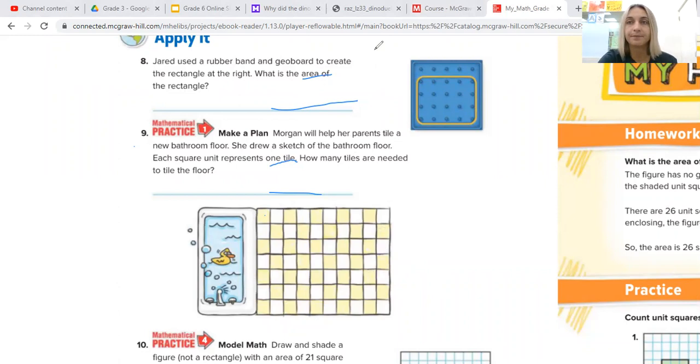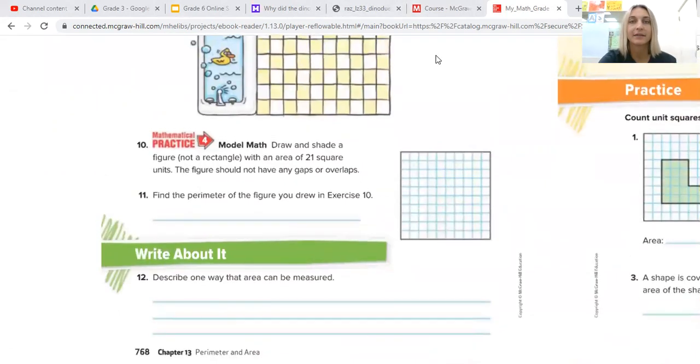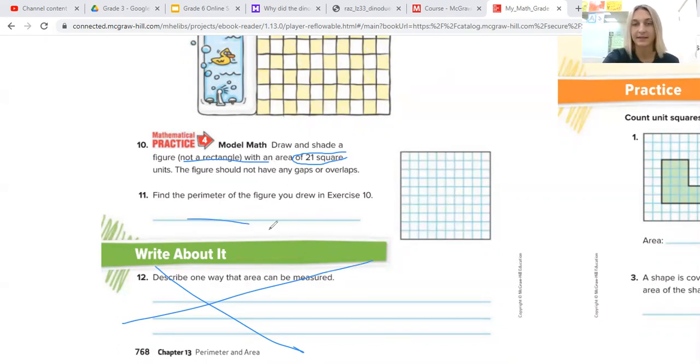Okay, then 2 more here. You're not going to do the last one, just 10 and 11. So number 10 says to draw and shade a figure, not a rectangle, excuse me, with an area of 21 square units. Now it won't be a rectangle because 21 is an odd number, so it can't be a rectangle. You can make the shape look however you want. You just can't have gaps or overlaps. So draw the shape, 21 squares, and shade it in, and then find the perimeter, the outside of the sides.